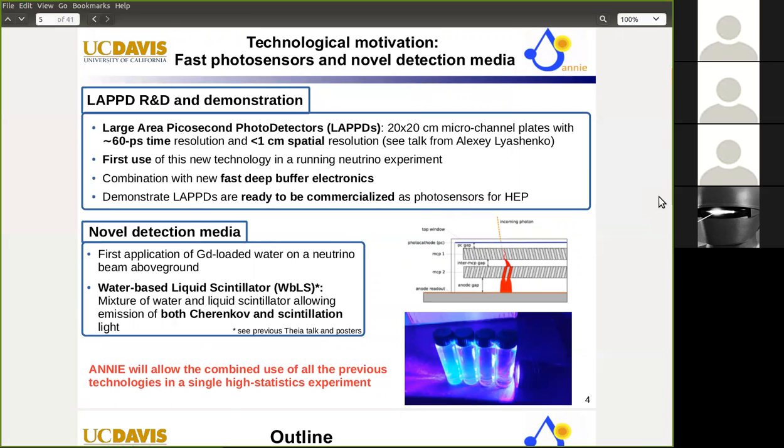So after ANNIE is done running, this will demonstrate that LAPPDs are ready to be commercialized as photosensors for high energy physics, the same as photomultiplier tubes. And concerning the novel detection media, ANNIE is also the first application of gadolinium-loaded water on a neutrino beam above ground. But we also plan on using this novel detection medium called water-based liquid scintillator, or WBLS. That's a mixture of water and liquid scintillator to allow the emission of both Cherenkov light and scintillation light. So the final word on the motivation: ANNIE will allow the combined use of all those technologies I presented in a single high statistics experiment.